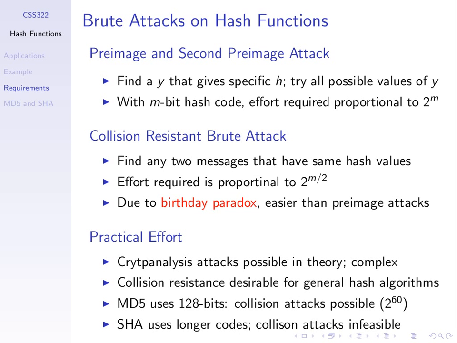That is, if we're trying to break the strong collision resistance property and the hash length is 128 bits, a brute force attack would take about 2 to the power of 64 attempts. But if we're trying to break the one-way property or the weak collision resistance property, then a brute force attack will take about 2 to the power of 128 attempts. Much, much longer.